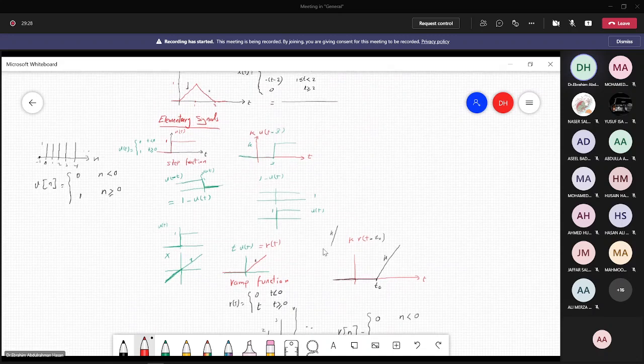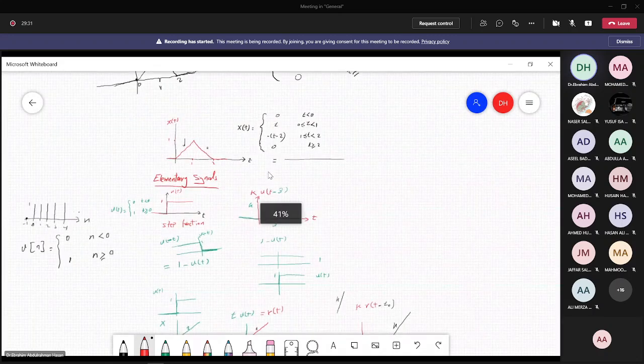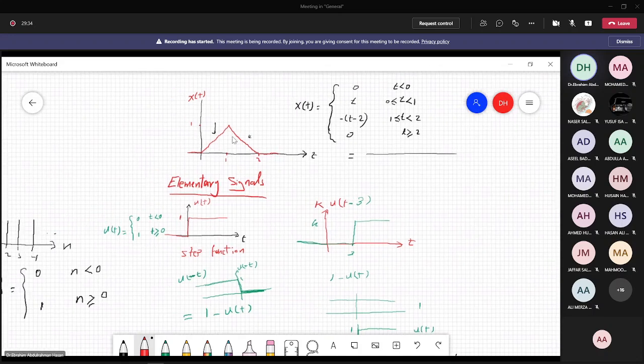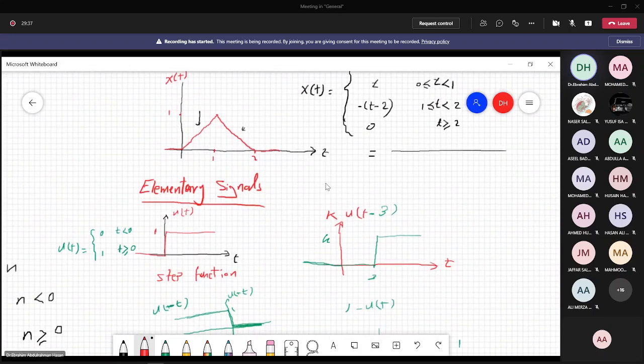Okay, so if we have any piecewise linear signal, look here again. Either we have some step, some jump from one point to another, or we have a line with some slope. If we have a jump, whether positive or negative, then we need to use u of t. And if we have a line with a slope, we need to use r of t.